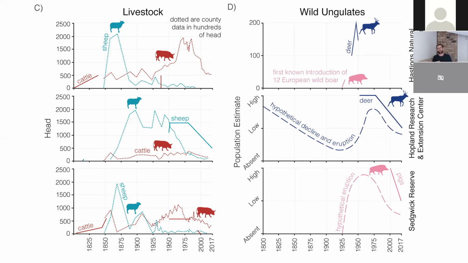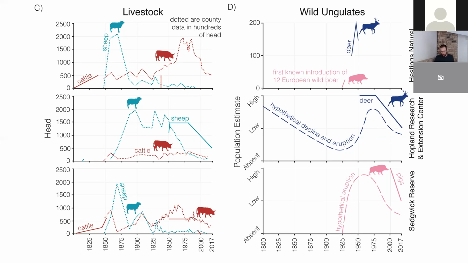We also found it useful in some cases to display the hypothetical curve that existed either in the literature or in a general consensus of experts, but for which there was not empirical evidence. And you see that in my ungulates graphs there. The long dotted line shows the general consensus of what people think happened with deer and boar. And we found evidence to support parts of those curves.